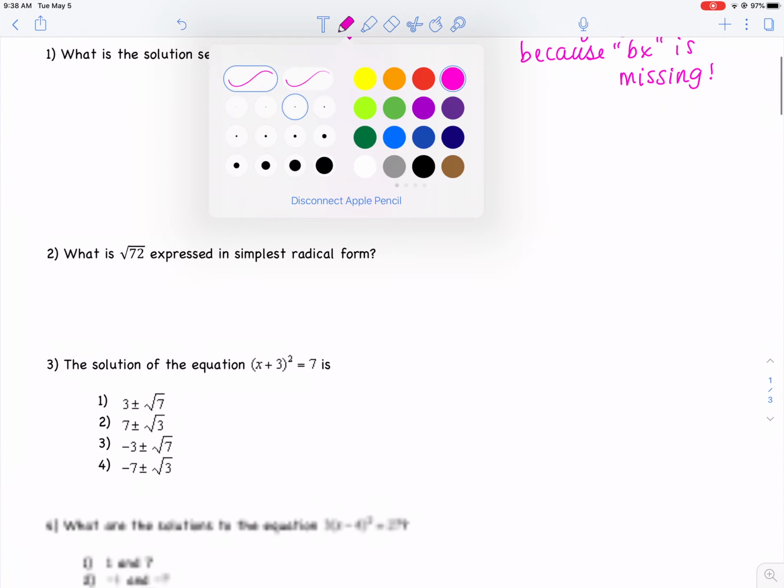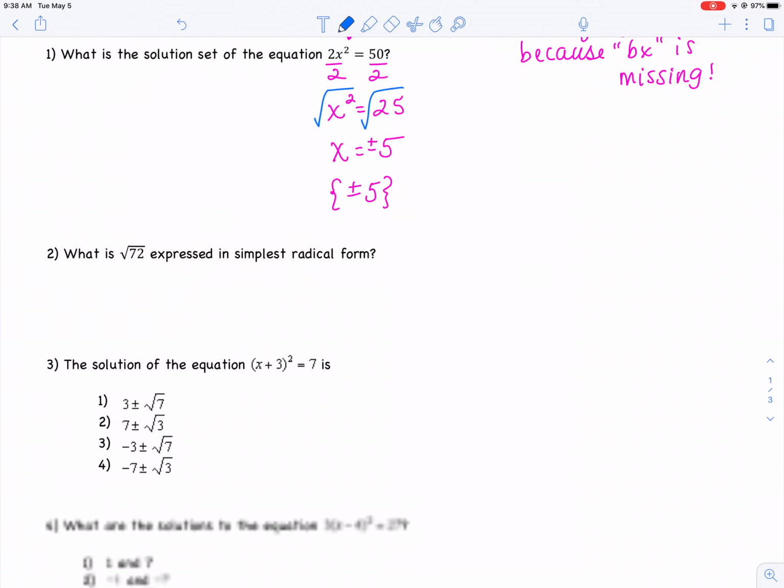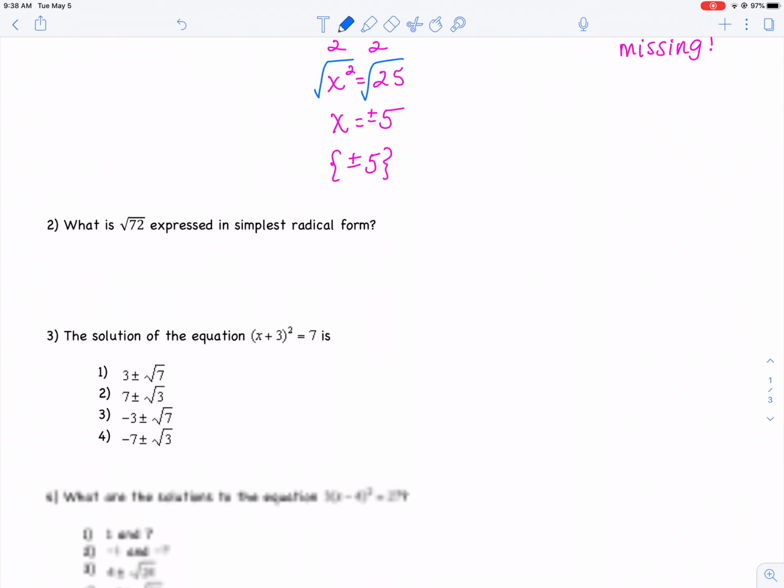Okay. In the next one, I'm just asking you to simplify. Don't use 8 and 9. You need two numbers that multiply to 72, where one of them is a perfect square. 36 and 2 are the way to go. 2 can't be broken down any further. 36 is a perfect square.